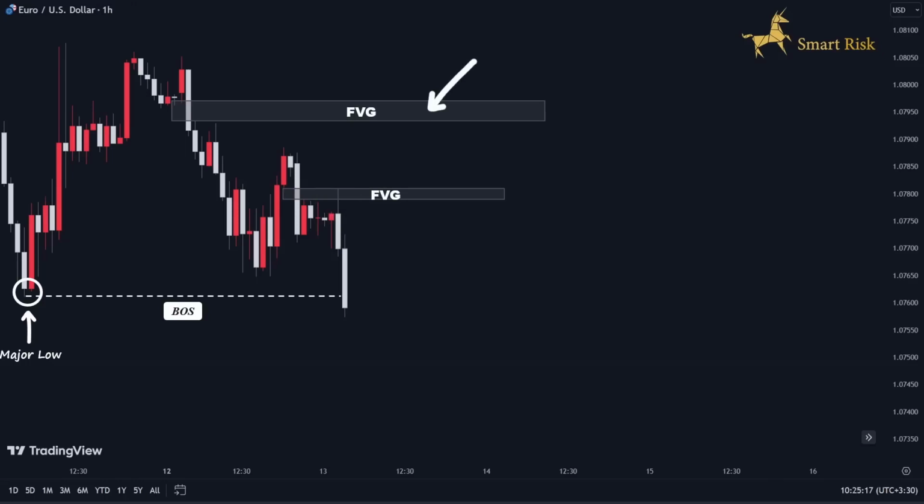As previously discussed, prices are more likely to return to fill and rebalance the gaps before resuming their primary trend. Therefore, what we should do here is to wait for the price to retrace back up to fill the gaps it has left behind before continuing its bearish momentum. Let's see what happens next. As you can see, the price pushed back up again, and after filling the fair value gaps, reversed its direction and resumed its bearish momentum.